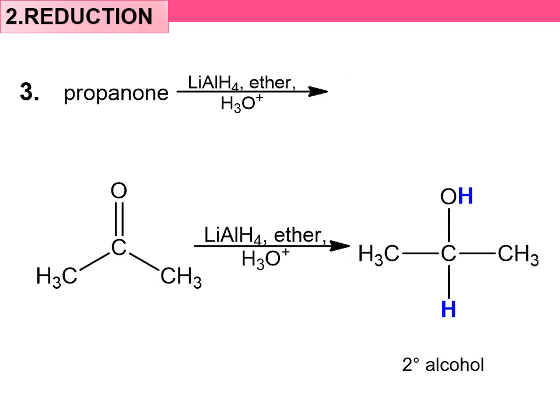For question number 3, we are drawing a propanone. Here is a propanone where we are going to use a reagent, lithium aluminium hydride with ether and H3O+. Then we are going to produce a secondary alcohol because the carbonyl carbon is already attached to 2 R's, even from before it was reduced.